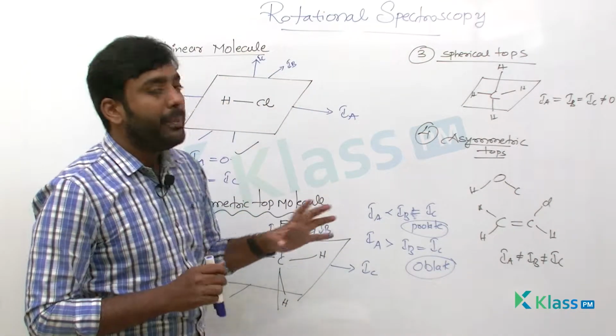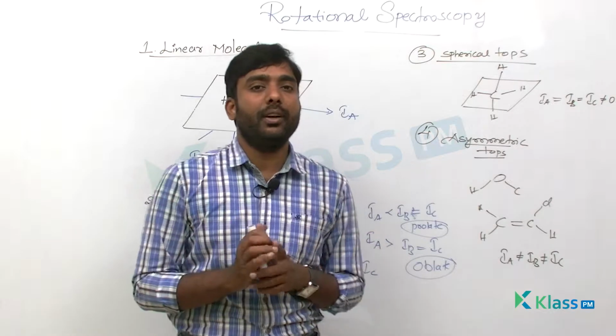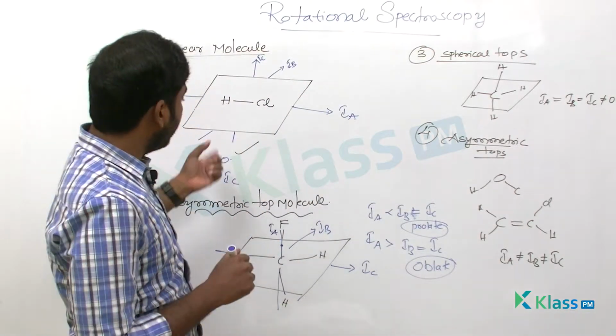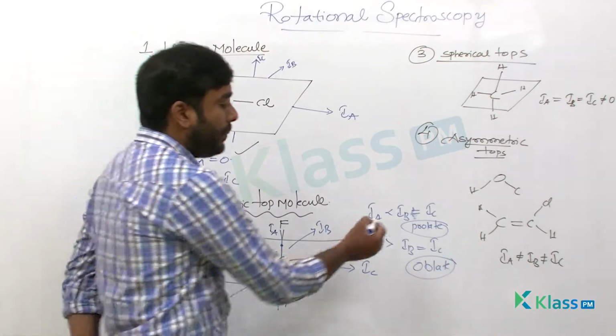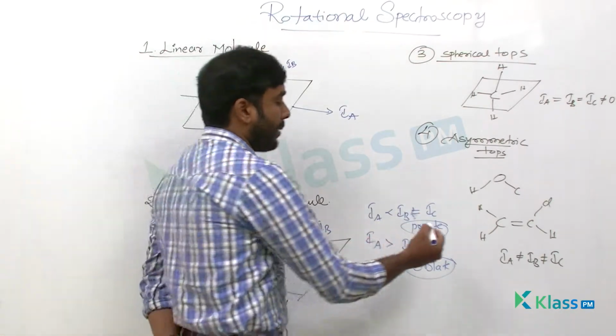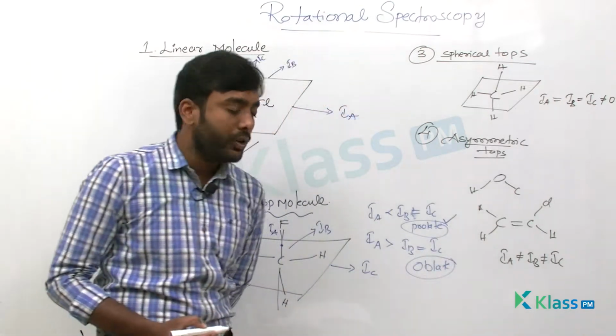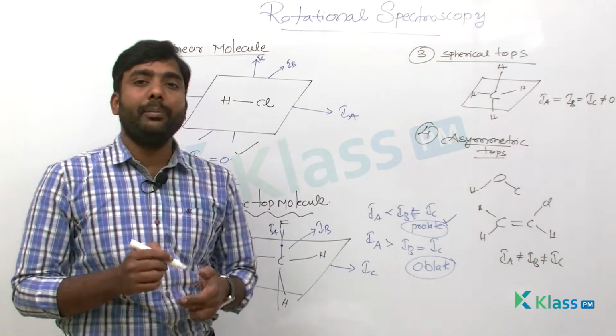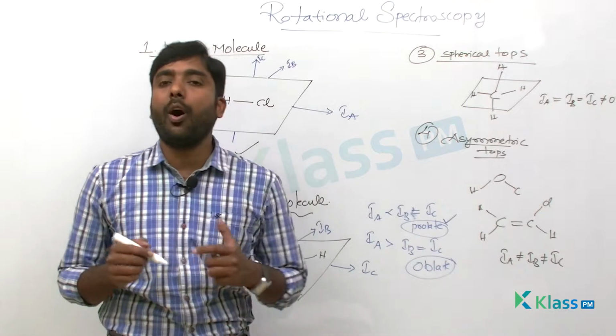And here IB and IC are almost equal. Again, in this we can make two types. If IB and IC are greater than IA, such molecules are called prolate molecules. If IA is greater than IB and IC, such molecules are called oblate molecules.